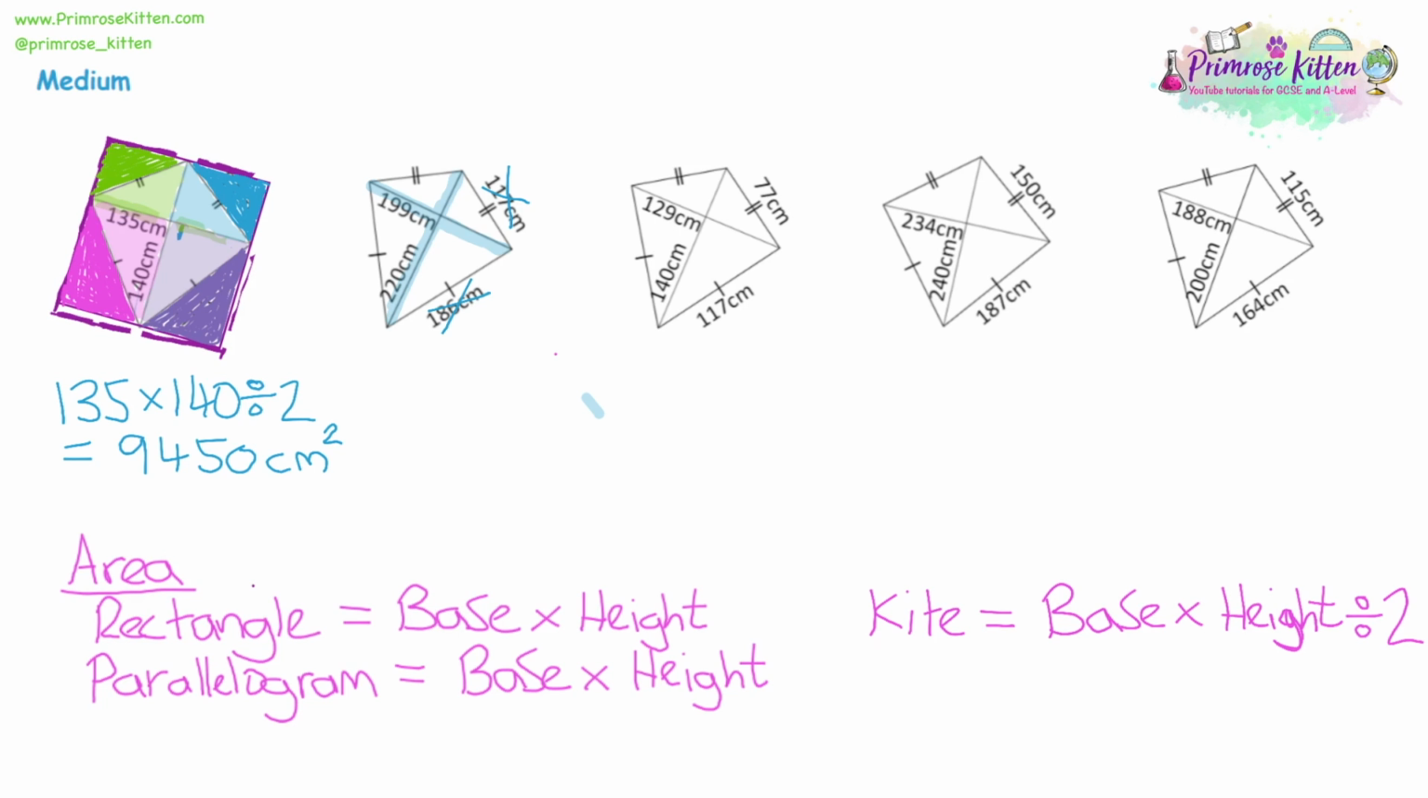Those are there just to test you and make sure you understand the kite, a way to test that you know what you're talking about. So those numbers are just there to confuse you.